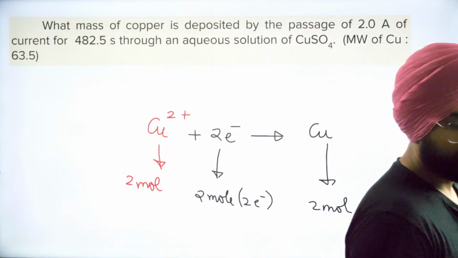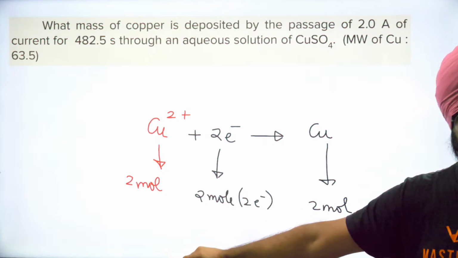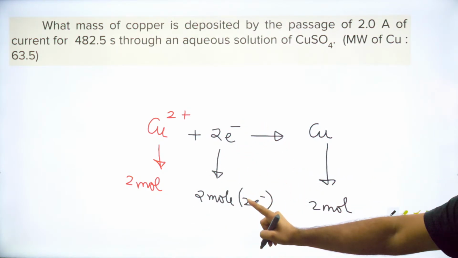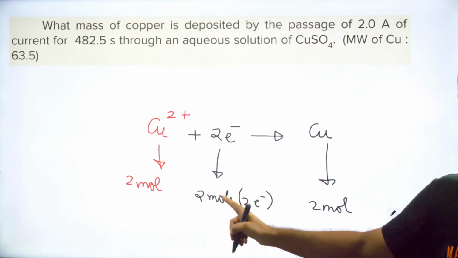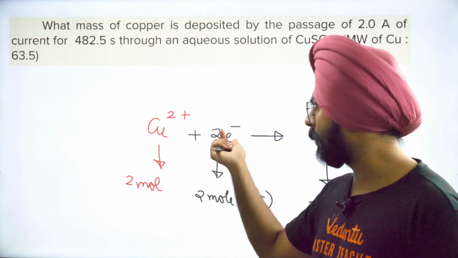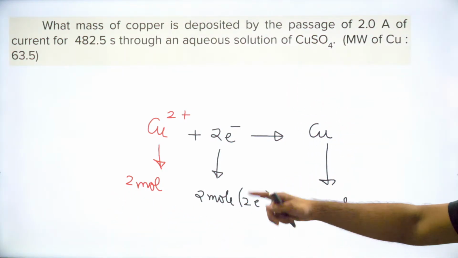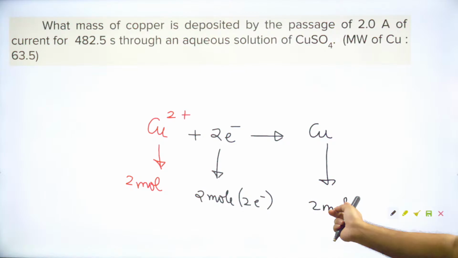Copper 2 positive is 2 moles. It needs 2 electrons. So if you have 2 moles of copper, you need 2 moles into 2 electrons. Obviously, right? 1 copper needs 2 electrons. 2 moles of copper will need how much? 2 moles into 2 electrons. And that will give you 2 moles of copper.